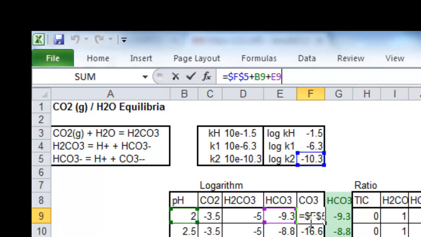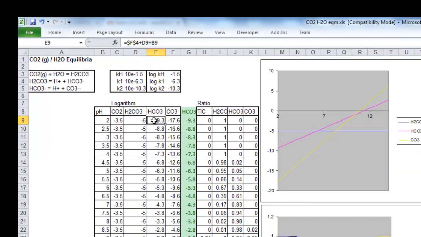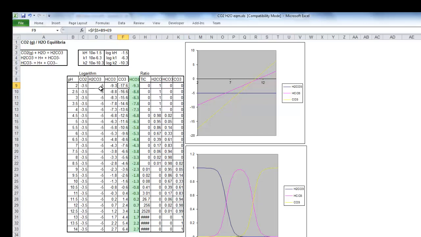So here's the cell for the log carbonate concentration. We've got minus 10.3, which is the log equilibrium constant, plus B9, which is the pH, plus E9, which is the bicarbonate concentration. So if we copy that in there, then we can copy that down, and we can see that both the bicarbonate and the carbonate concentrations do change with the pH. Not surprisingly, because the equations contain an H plus, so H plus is part of the equation.